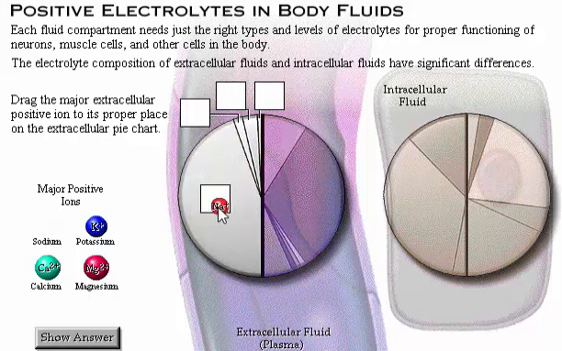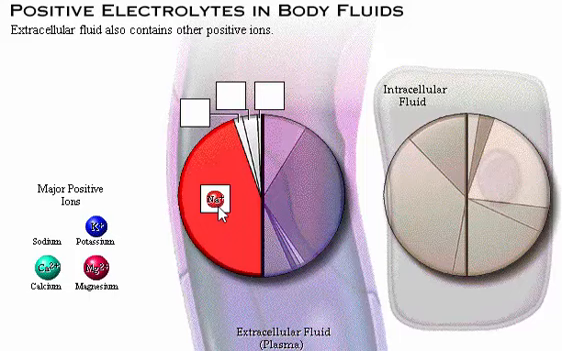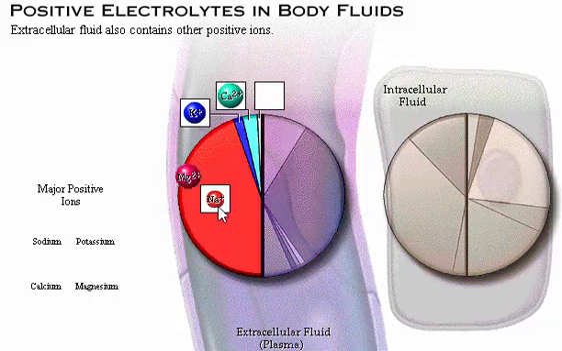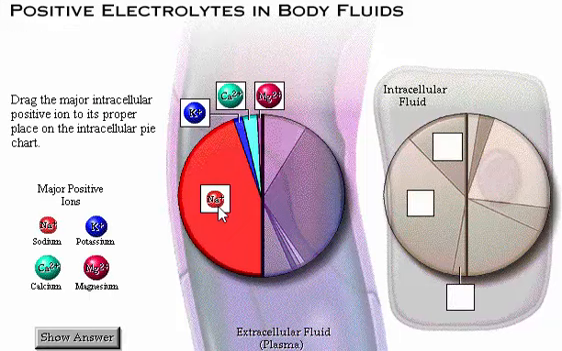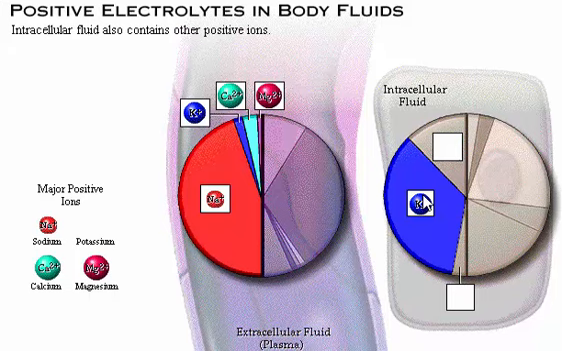Extracellular fluid also contains other positive ions, potassium, calcium, and magnesium. Drag the major intracellular positive ion to its proper place on the pie chart. Intracellular fluid also contains other positive ions, sodium, and magnesium.